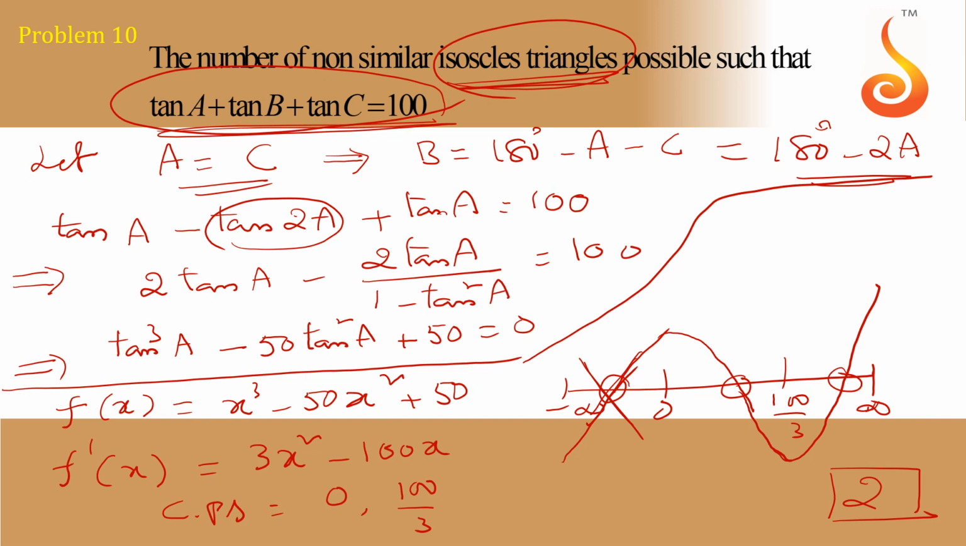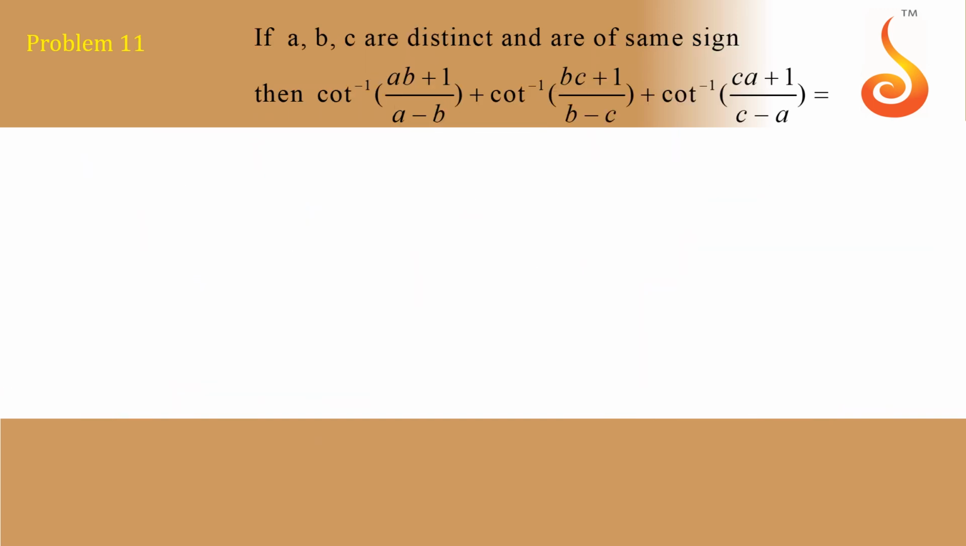Let us go to the next problem. If A, B, C are distinct and are of same sign, then cot inverse (AB+1)/(A−B) plus cot inverse (BC+1)/(B−C) plus cot inverse (CA+1)/(C−A) equals how much? Generally in a hurry, students will think that this cot inverse can be written as tan inverse (A−B)/(1+AB).